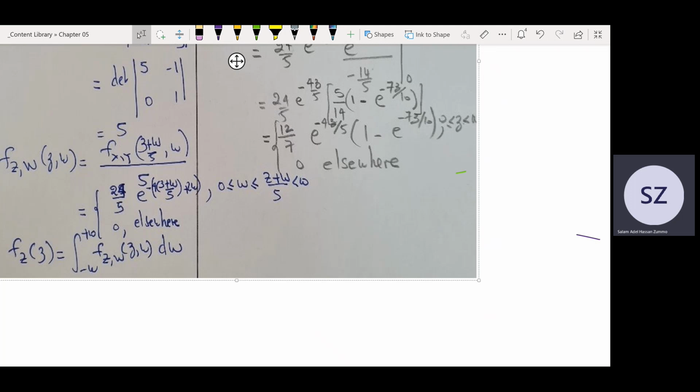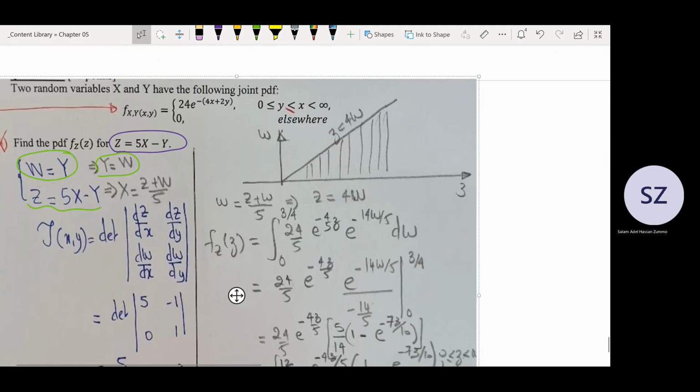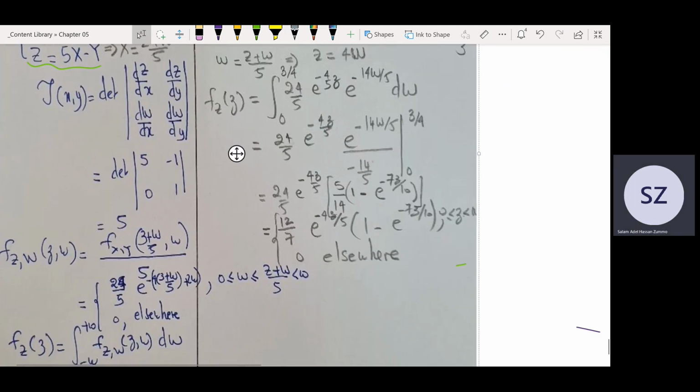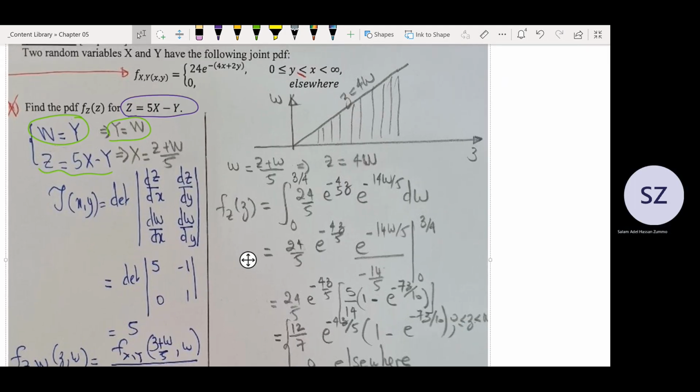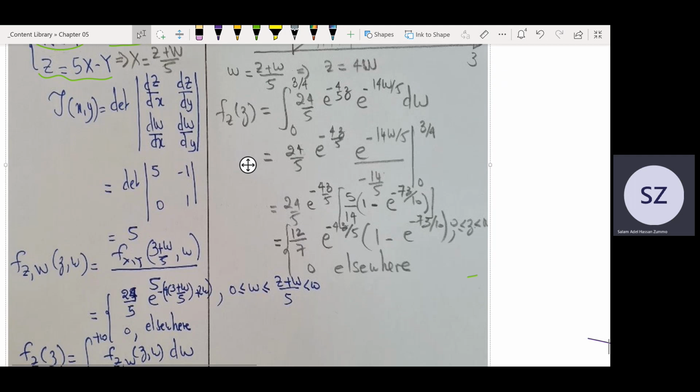However, we are not interested in Z and W. What was the question? Z. I don't care about W. W is just an intermediate step, and this gave me the joint PDF of Z and W. But I'm only interested in Z, which is equal to 5X minus Y. So how do we find this? By taking the marginal, right?